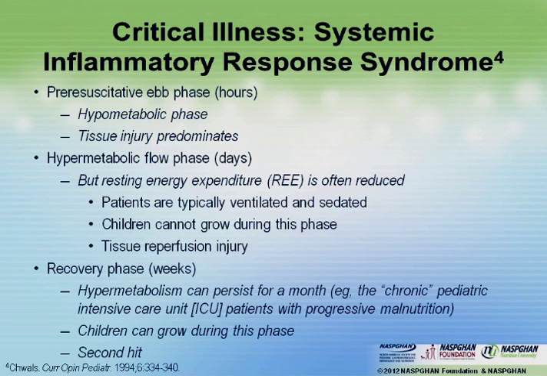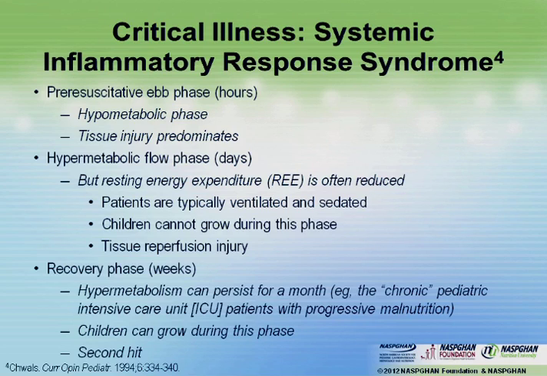So this first phase, the pre-resuscitative phase, is a hypometabolic phase, usually within the first day or so, and you may see some tissue injury at this time period, gut ischemia, for example. Over the next few days, you may have more of a hypermetabolic flow, but the resting energy expenditure may often be reduced. These patients may be ventilated, sedated, and children typically are not growing well during this phase, and you may see tissue reperfusion injury.